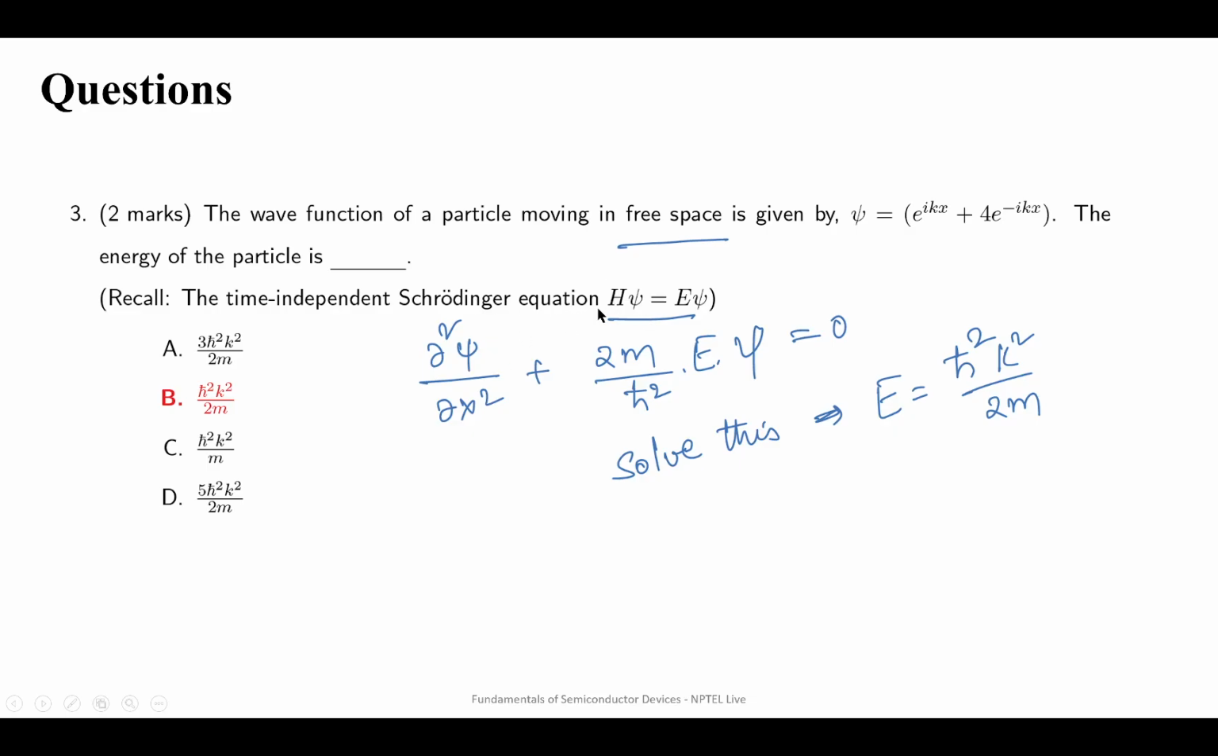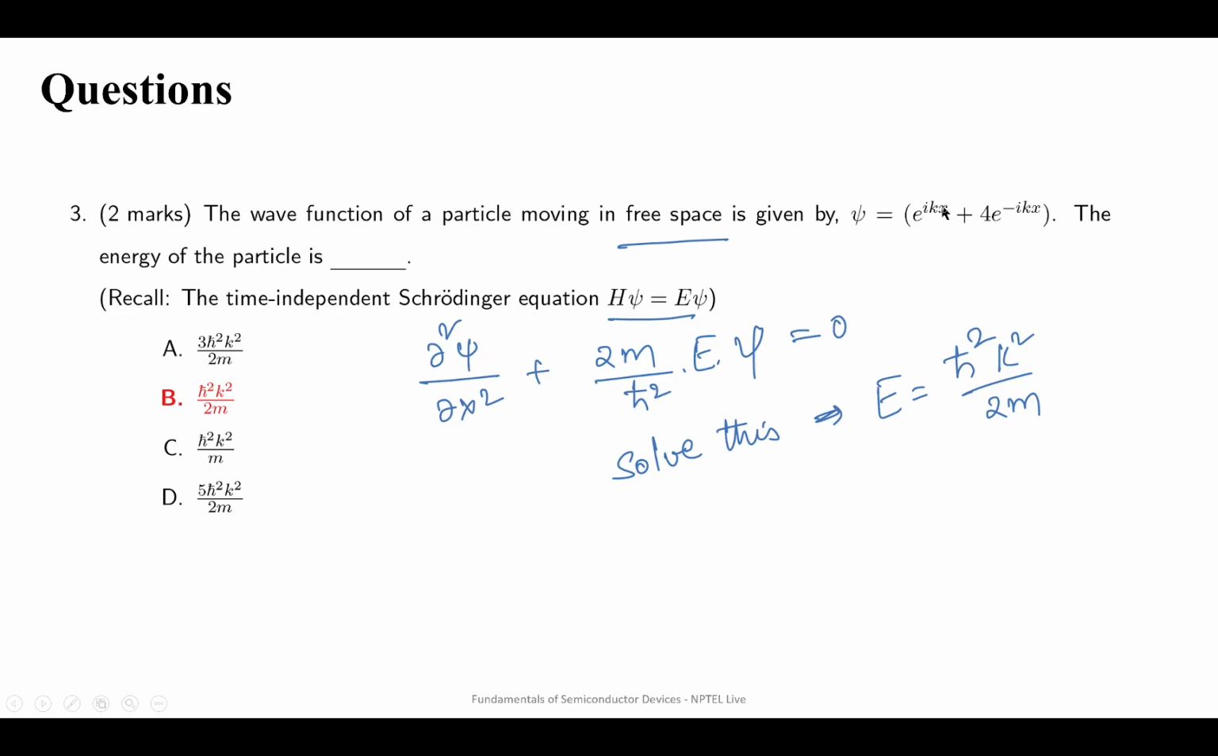So we take the time independent Schrodinger equation, Hψ = Eψ, and for V equals 0 the equation is ∂²ψ/∂x² + (2m/ħ²)Eψ = 0. Then we replace ψ with this expression.